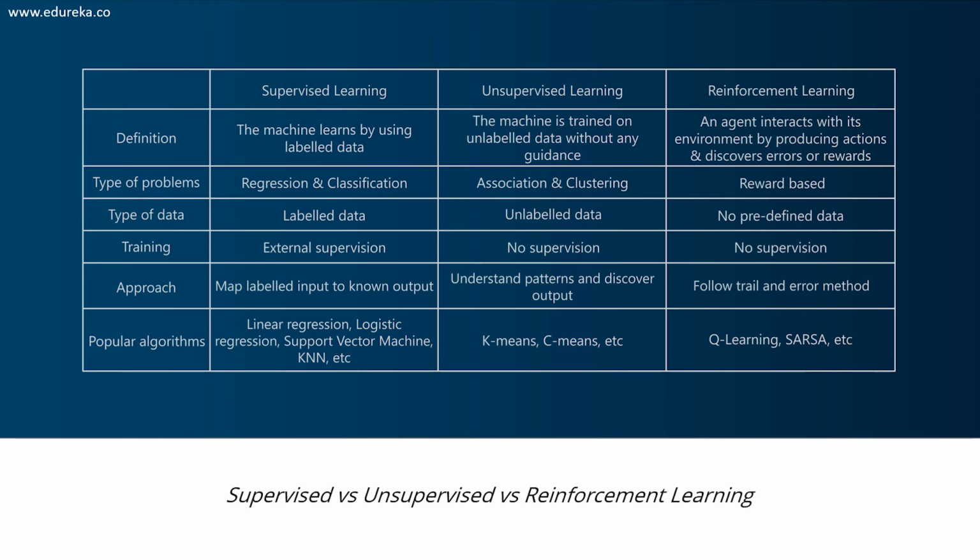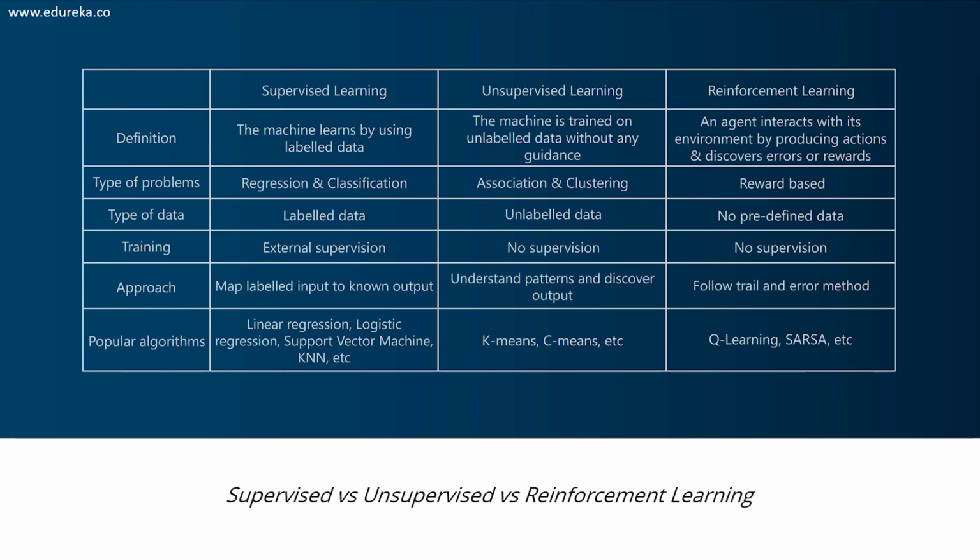Now, what is the type of data in supervised learning? It is labeled data. That is the main difference between supervised and any other type of machine learning. In supervised, you have labeled data. In unsupervised, we have unlabeled data. Whereas in reinforcement learning, we have no predefined data at all. The machine has to perform everything from scratch. It has to collect data, analyze, do everything on its own.